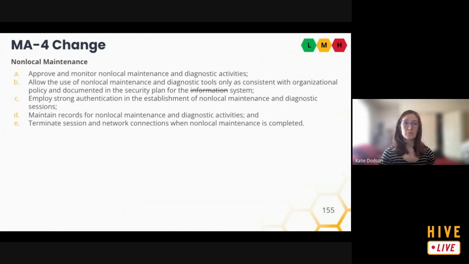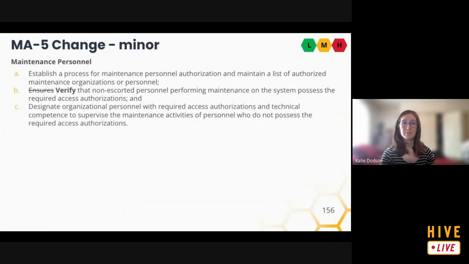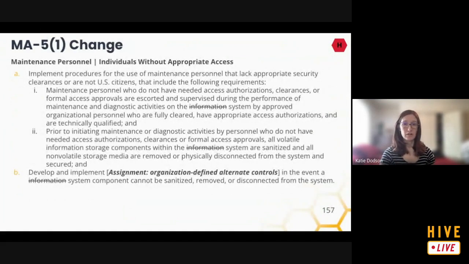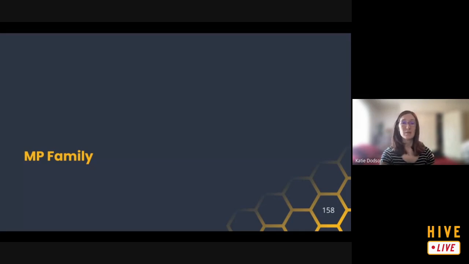MA4, really minor change, just took out information from information system. MA5, again, minor change, just changed from ensure to verify. 5.1 took out information from information system. Part B does now have a parameter, so develop and implement organization-defined alternate controls in the event a system component cannot be sanitized, removed, or disconnected. This does impact the high baseline. And that's it for MA.